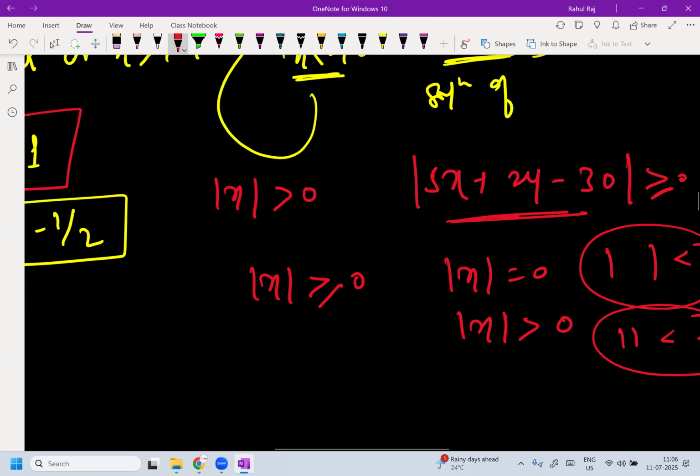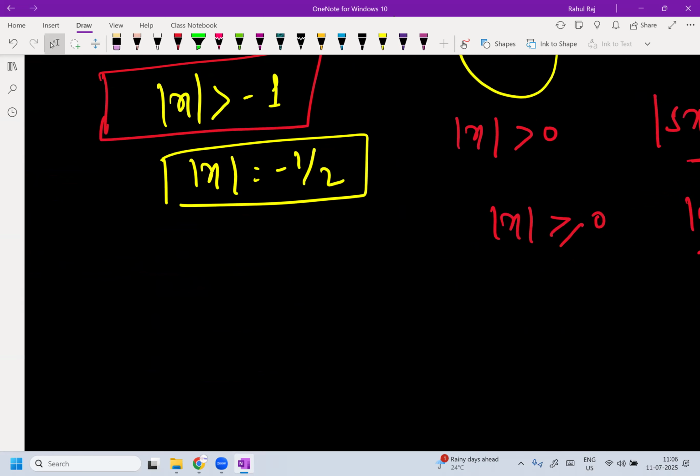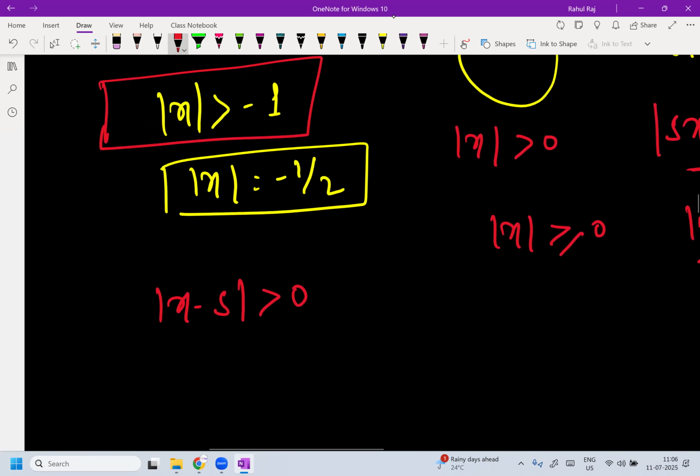Got it. Understood, Shweta? Imagine if I say to you, Shweta, mod of x minus 5 greater than 0. What do you mean by this? Just tell me what is the meaning of this. Plug in values, check for what values of x this is satisfied.